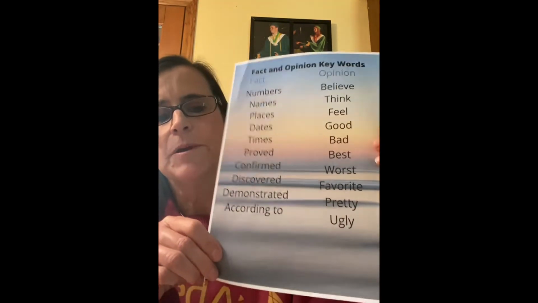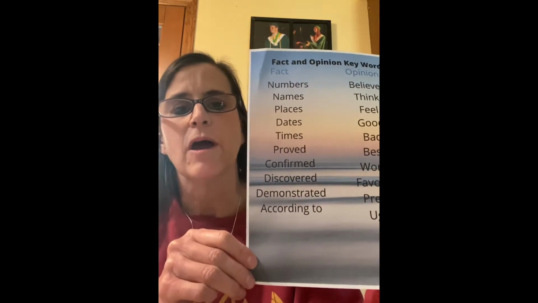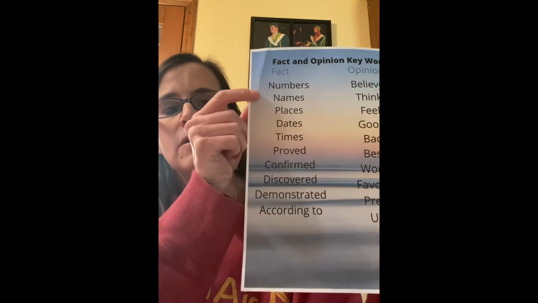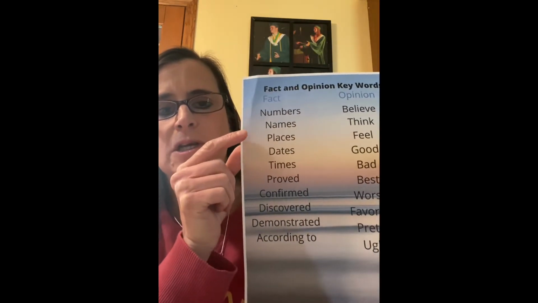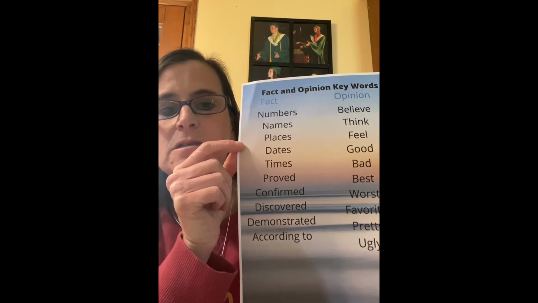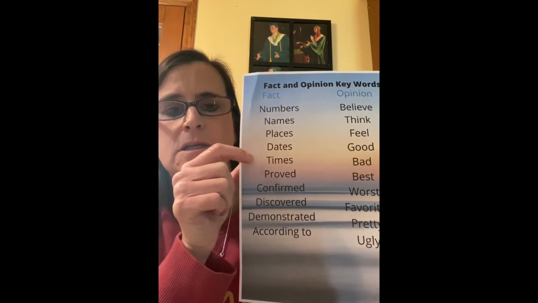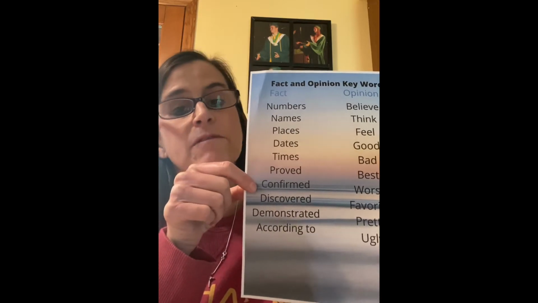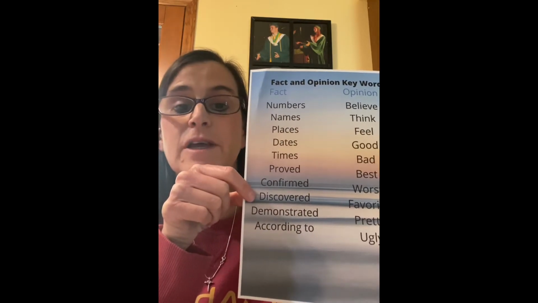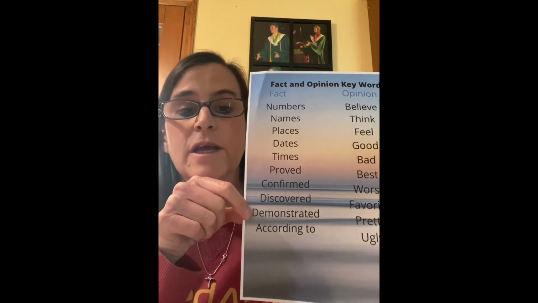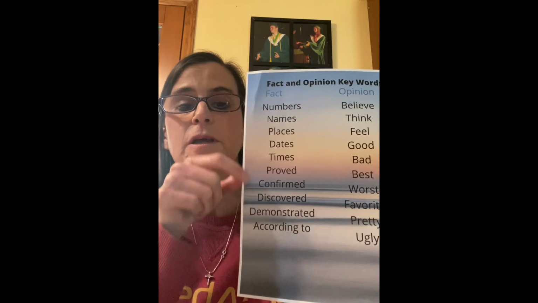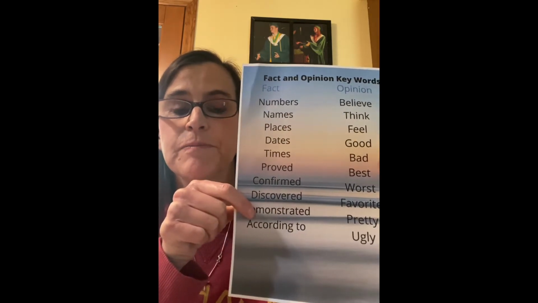So there are some key words that you can keep in mind when we're talking about a fact, or some key ideas. So if numbers are mentioned, names, places, dates, times, if they proved it, if they confirmed it, they discovered it, demonstrated it, or according to a certain source, then you might have a fact.